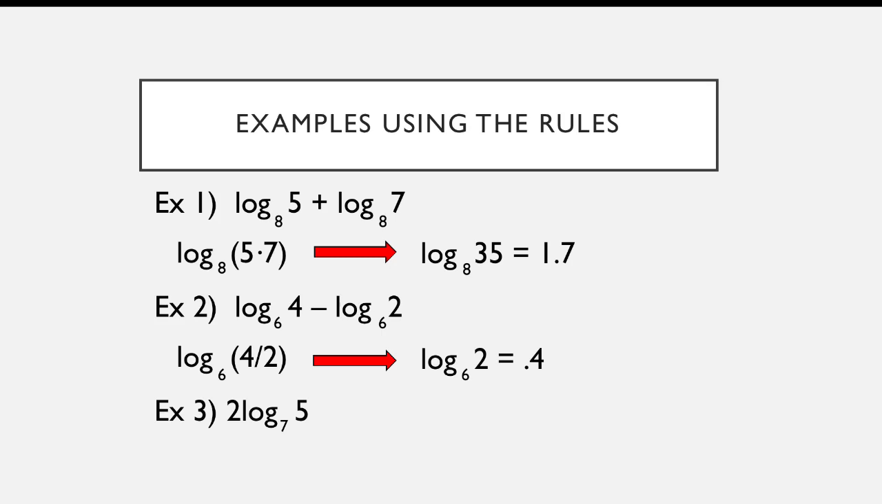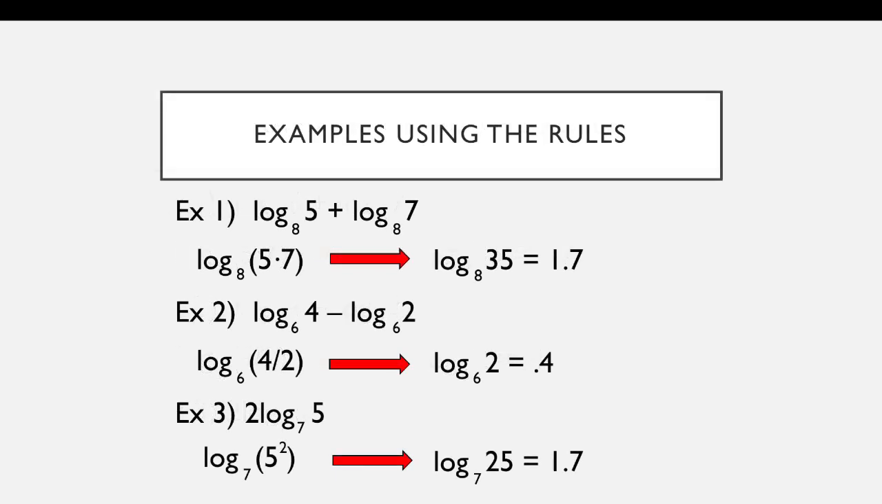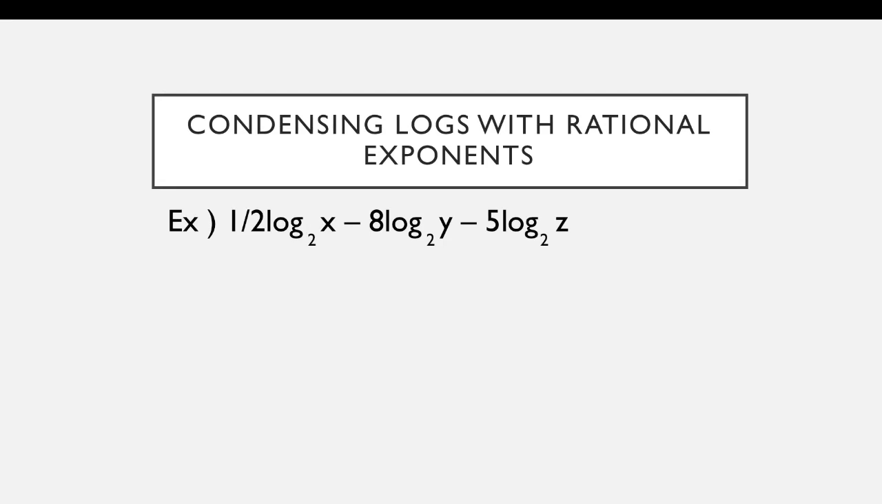For our final example, since log base 7 of 5 has a coefficient of 2, we know that for this particular log, we have to use the power rule. All we have to do is move the coefficient 2 to the exponent of 5. What we end up with now is log base 7 of 5 squared, or log base 7 of 25, which is roughly 1.7.